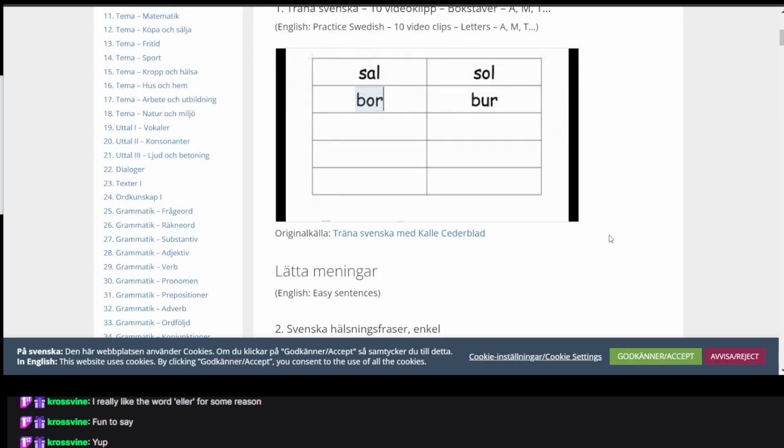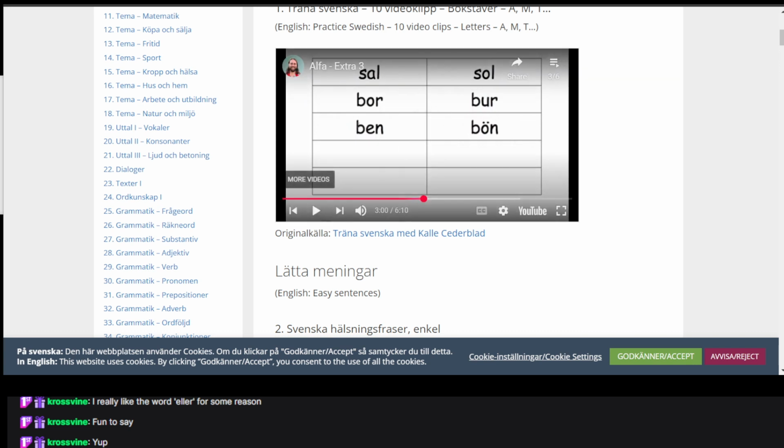Bor. Bur. Nästa. E och Ö. E. Ö. B, E, N. Ben. B, Ö, N. Bön.